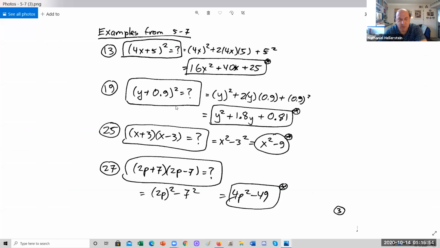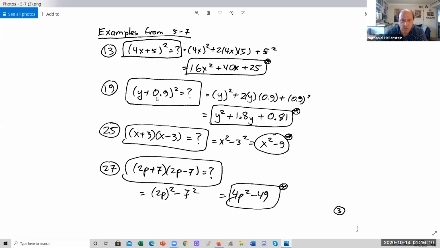All right, here we go, some simple ones. The square of 4x plus 5. Okay, square plus twice product plus square. Square of 4x is 16x squared. 2 times 4x times 5 is 40x. 5 squared is 25. 16x squared plus 40x plus 25.